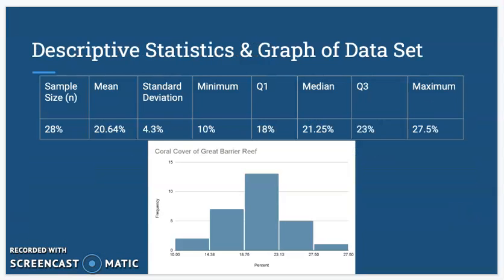along with it. So this is the descriptive statistics and the graph of the data set that I have. So as you can see, sample size 28, mean 20.64%, standard deviation 4.3%, minimum 10%, Q1 18%, median 21.25%, Q3 23%, and maximum 27.5%. And this is the graph of all of that data together.